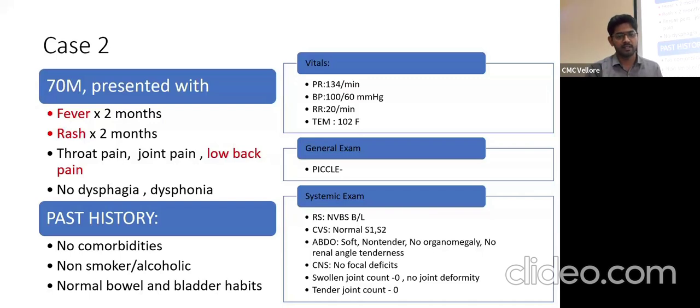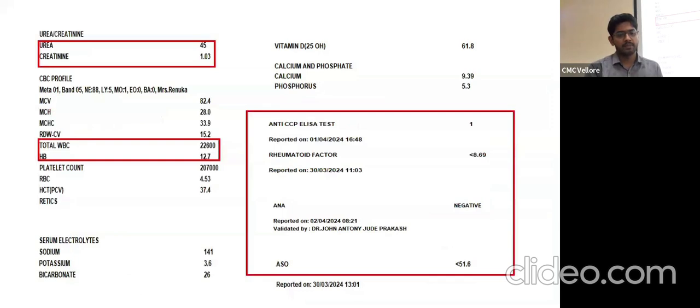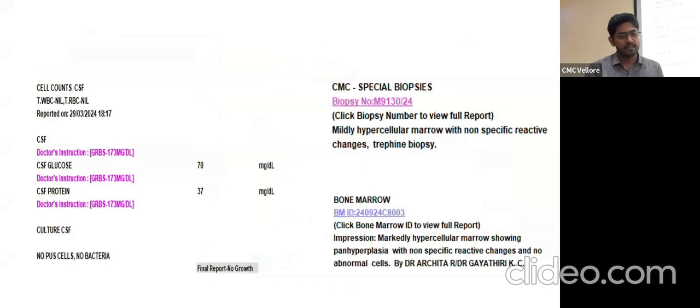The differentials to consider could be autoimmune or infectious. The initial investigation showed leukocytosis with elevated WBCs. Hemoglobin is 12.7, normal, with normal urea and creatinine values. ANA, ASO, and the autoimmune workup are all negative. Rheumatoid factor and anti-CCP are also negative. CSF was done, which is also negative, and bone marrow was done, which shows a normal pattern.